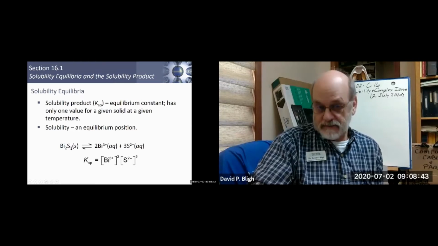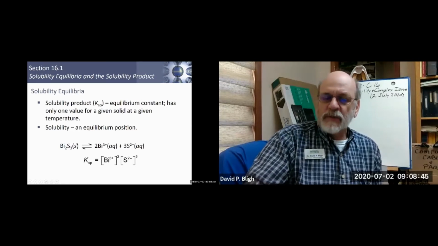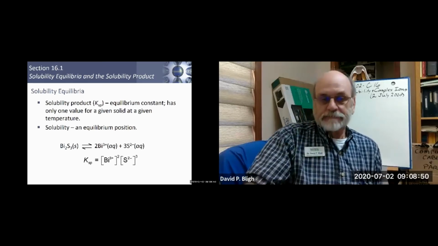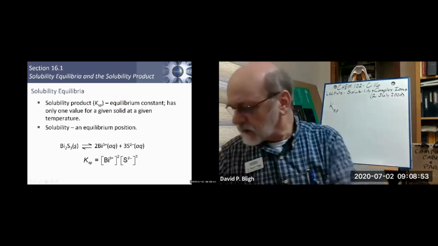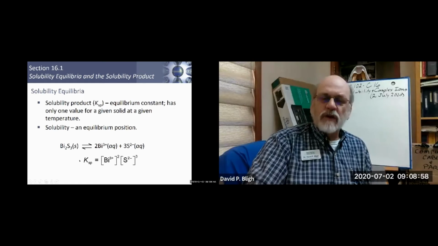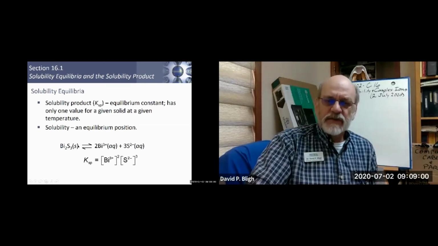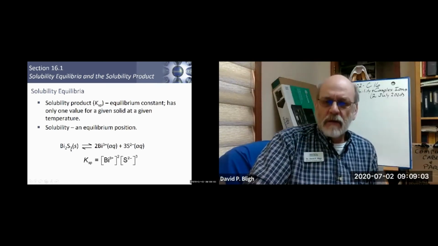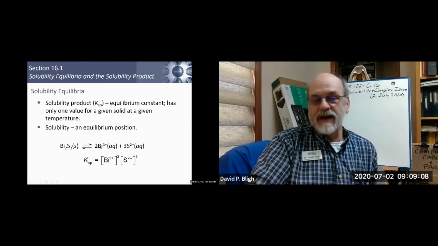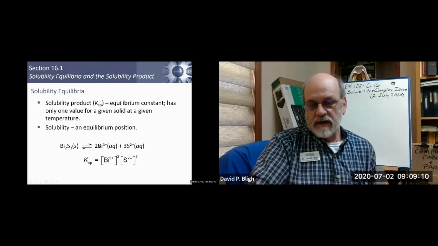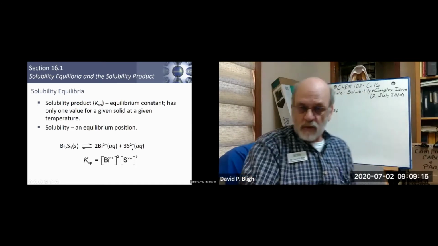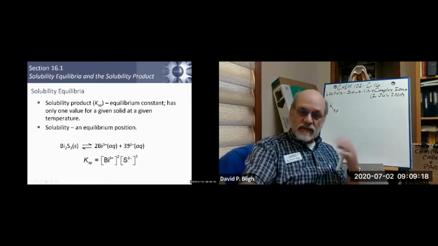Bismuth sulfide. When we place it in, and invariably we're talking about aqueous solutions, this solid, bismuth sulfide, will, to a limited extent, supply ions into solution. The bismuth 3+ and the sulfide 2- ions will be in solution, and there will be an equilibrium set up between the two.